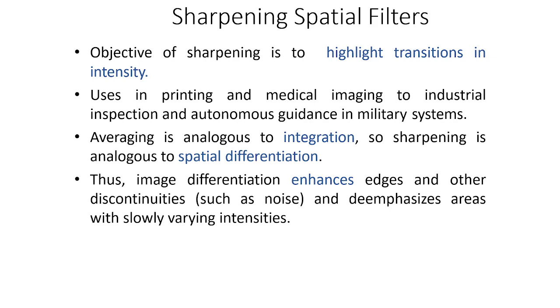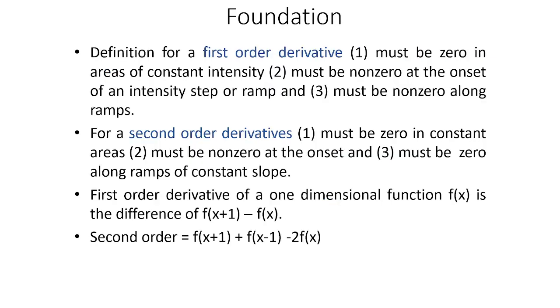That means sharp details can be enhanced. So what is this foundation? In order to find the differentiation, we differ from the neighboring pixel. There are two types of differentiation: one is the first order derivative, and the second is second order, two times difference. If you are finding the two times difference between two pixels, it means second order derivative.